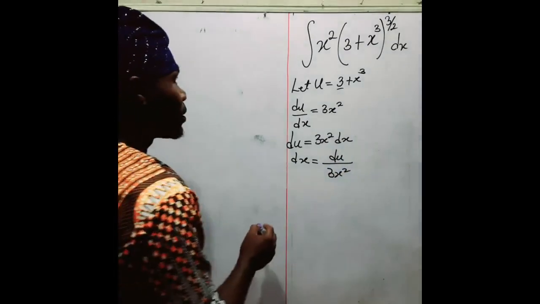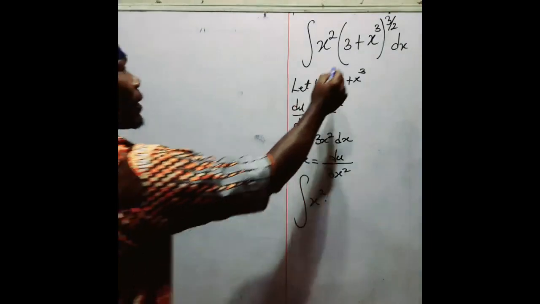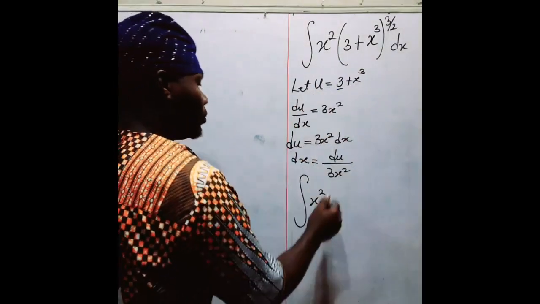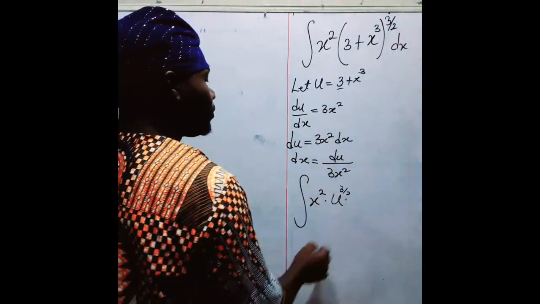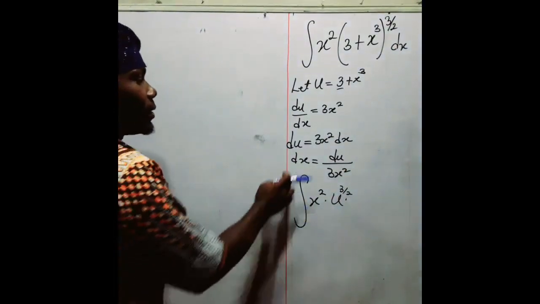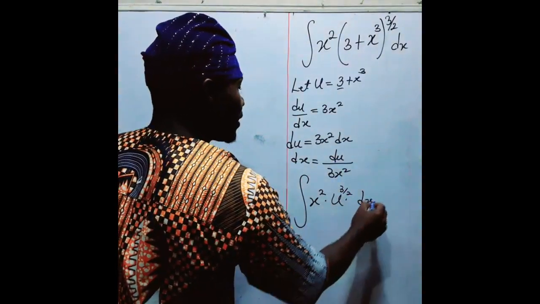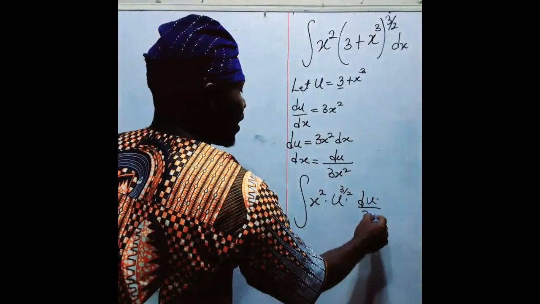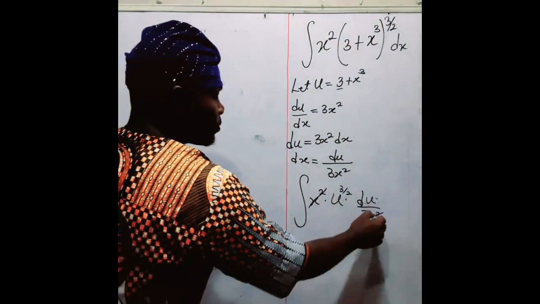So you will now rewrite the question again to have integral x squared dot. Instead of writing this, you will just write u because you have represented it by u. We have u to the power 3 over 2 times dx. And what is dx? dx is du over 3x squared. So in view of this, x squared will now cancel x squared.